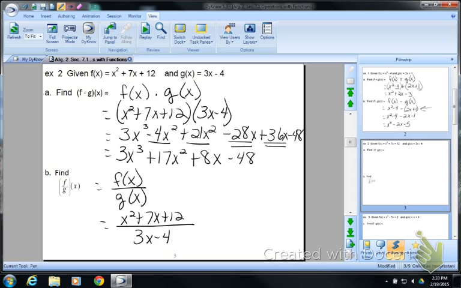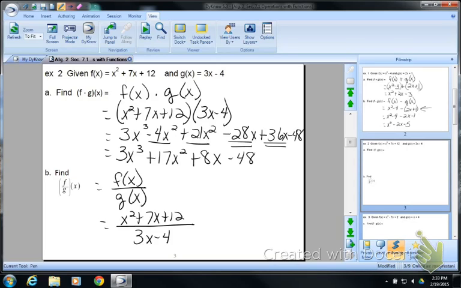Now, here's the difference. If you had a fraction, remember, what can you not have in the denominator? Ever, ever, ever. You can have a negative in the denominator, but what? I'm sorry, did I say exponent? I meant denominator. What can you not have in the denominator?